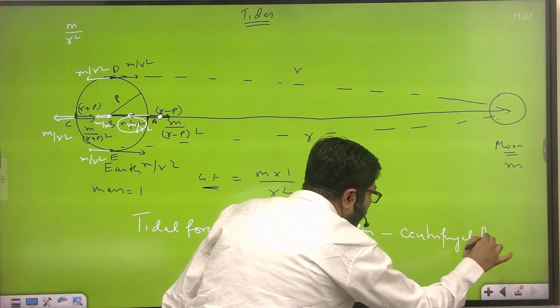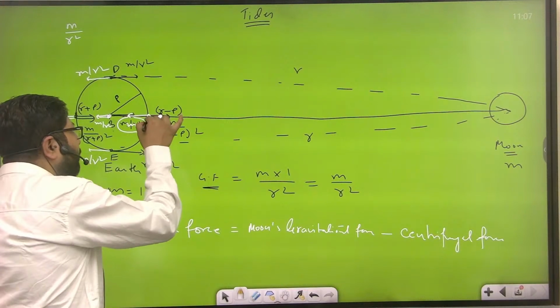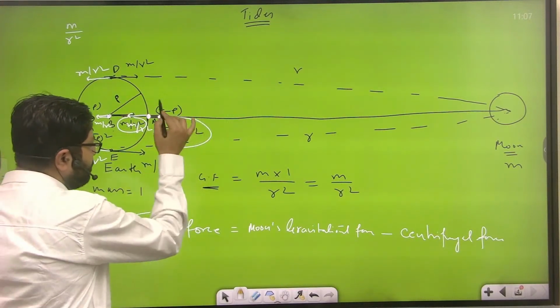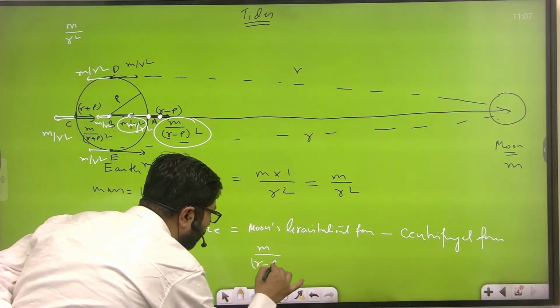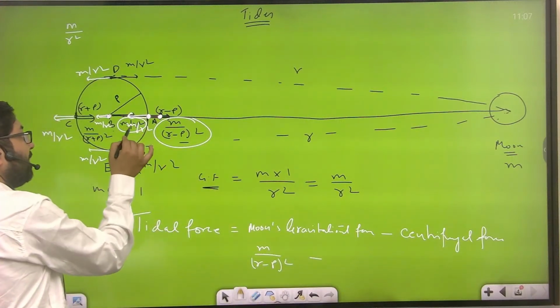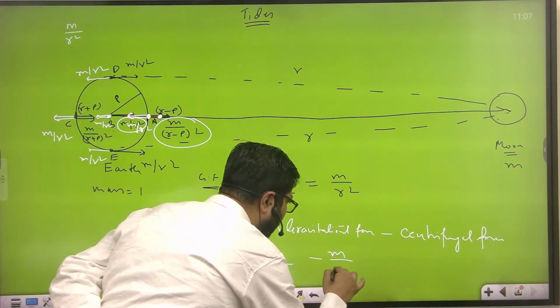centrifugal force. अब हमें इस पॉइंट पे टाइडल फोर्स पता करनी है. तो फाइंड आउट व्हाट इज मून्स ग्रेविटेशनल फोर्स. दिस इज मून्स ग्रेविटेशनल फोर्स m upon r minus p whole square. What is that centrifugal force acting over here? m upon r square.